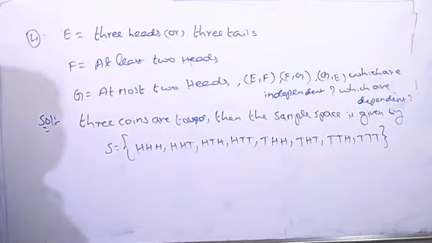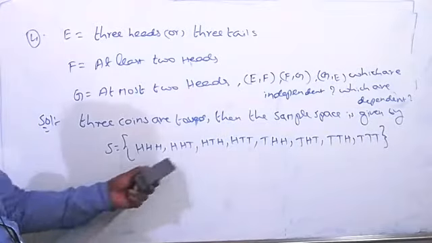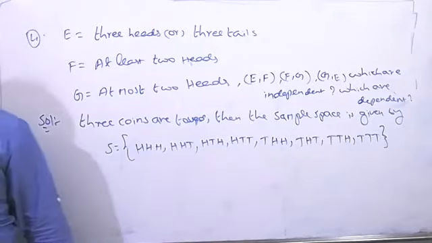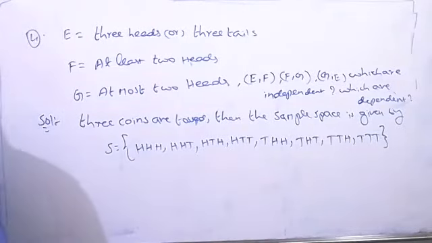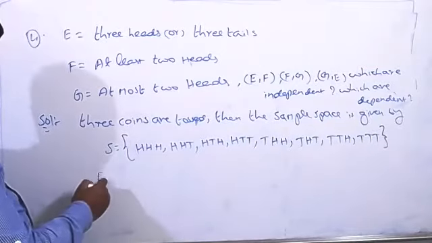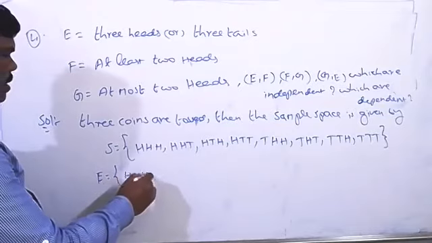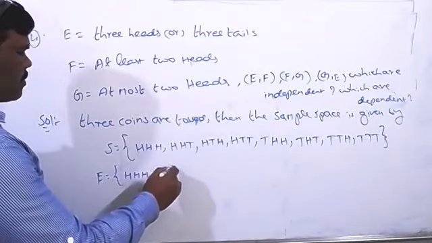What is the event E? 3 heads or 3 tails. Only 2 options here. So you can take a triple H and a triple T. That is event E. So event E is equal to {head, head, head} and {tail, tail, tail}.